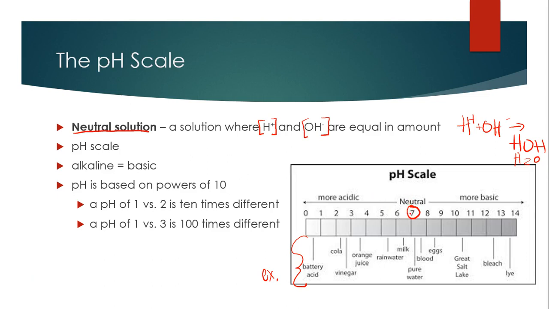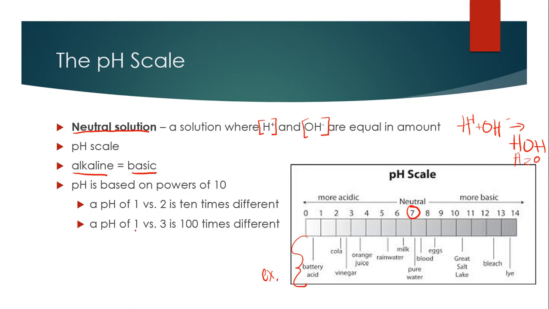Now, if you go anything below a 7, I don't care if it's 6.999, you have an acidic solution. So acids are below 7, and basic is anything above 7. Neutral is exactly 7. You can see some examples down here of different types of things and where they fall on the pH scale. Another thing that you need to know is that the word alkaline means basic. So if you see that a solution is alkaline, that's another way of saying basic.